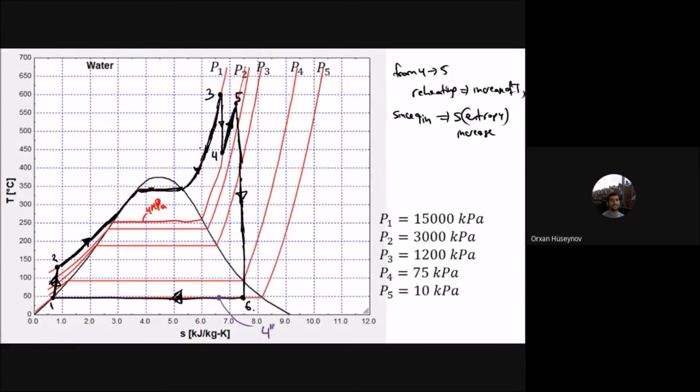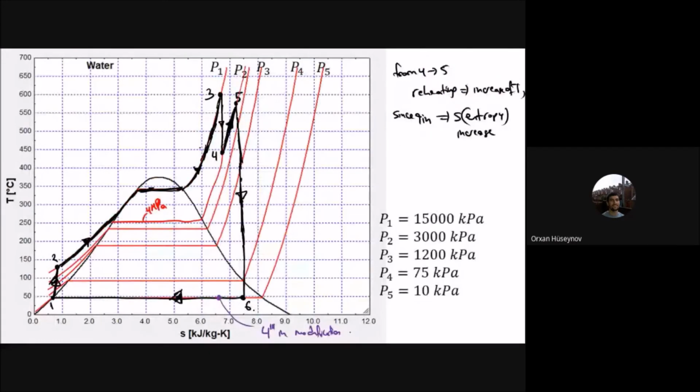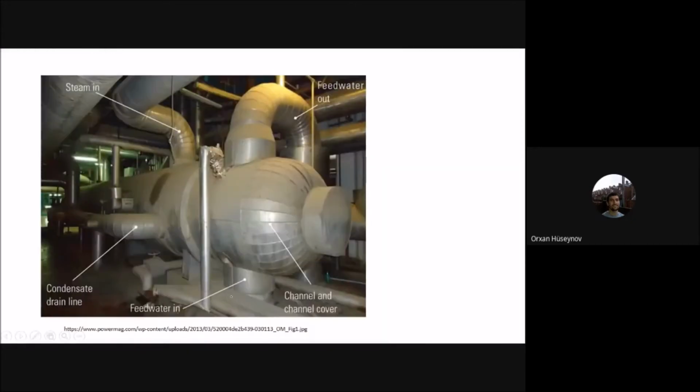So 4 triple prime in modification. Let me see what was the modification number. It was 4. At modification number 4, you have that 4 triple prime here. But by using reheating, you can see that quality has increased. So you've moved towards the right part of the chart here. And by moving to the right part of the chart, you have increased the quality, and it is good for the turbine. Okay, now comes that next modification here.